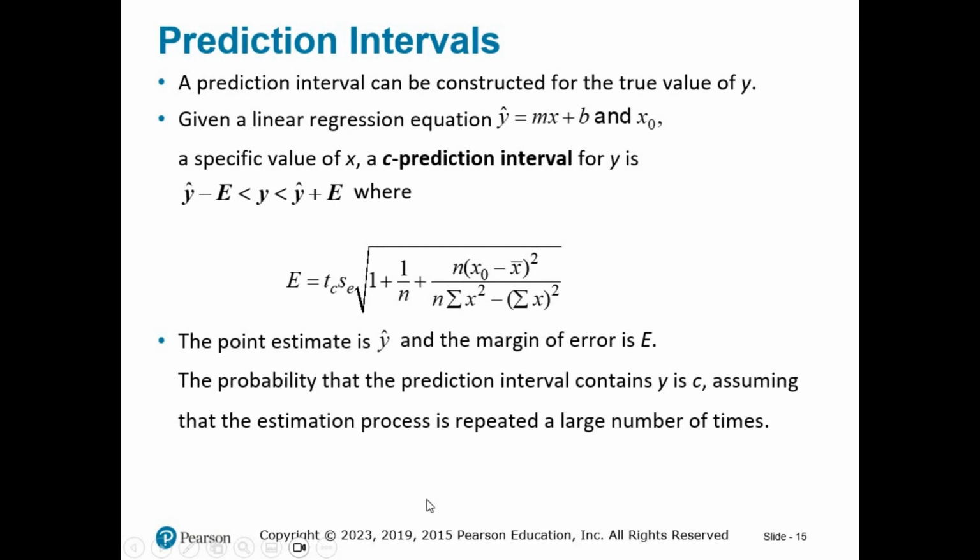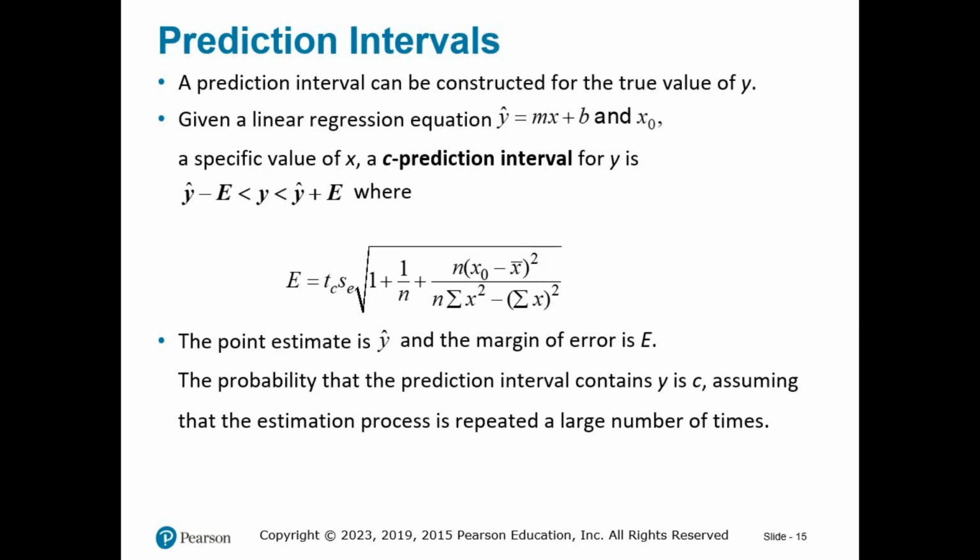Given a linear regression equation y hat equals mx plus b and a specific value of the independent variable x naught, the c prediction interval for y is the point estimate y hat minus an error as our lower bound, and y hat plus an error to create our upper bound, where this value of the error is defined using a critical t value, the standard error of estimate, times the square root of 1 plus 1 over n plus n times (x naught minus x bar) squared over n times the sum of the squared x values minus the sum of x quantity squared.